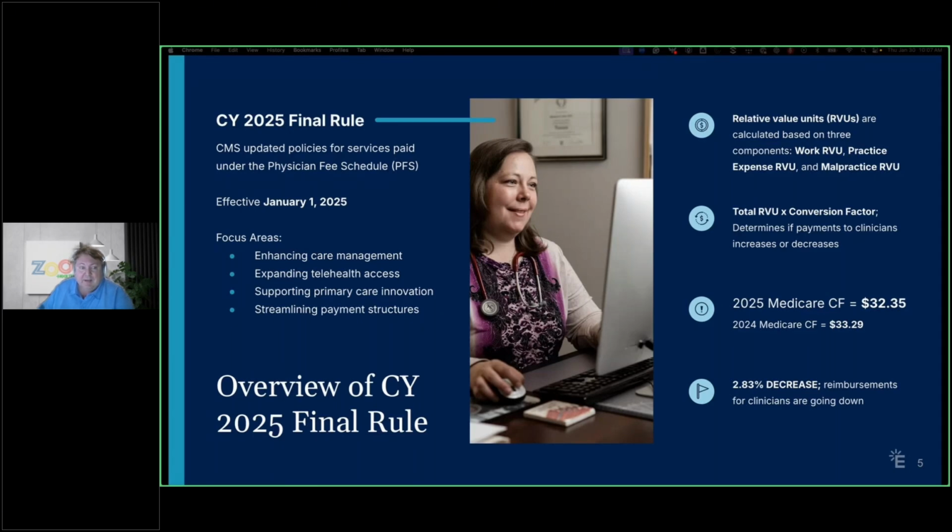Also in play is the Medicare Economic Index, MEI. It's a measure used by CMS to estimate the annual changes in the cost of operating a medical practice. It's a key component in determining Medicare reimbursement rates for physicians and other healthcare providers. So how is that applied?